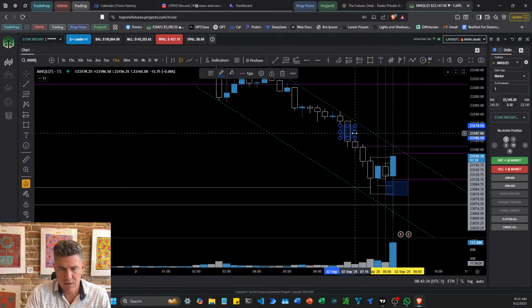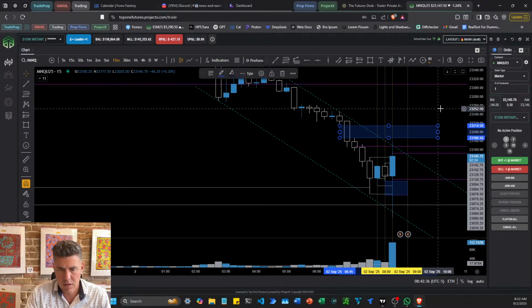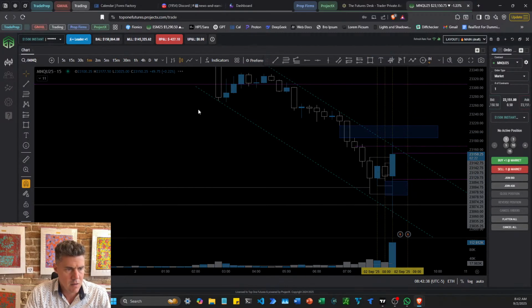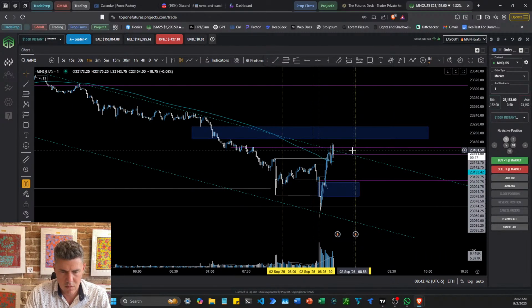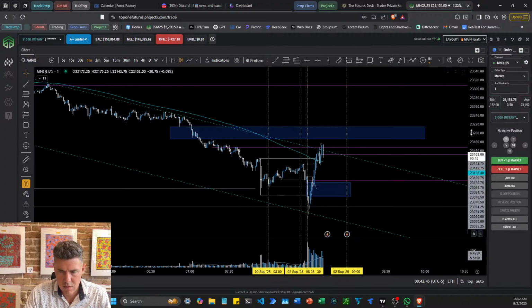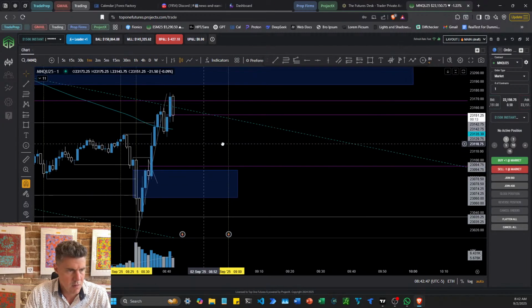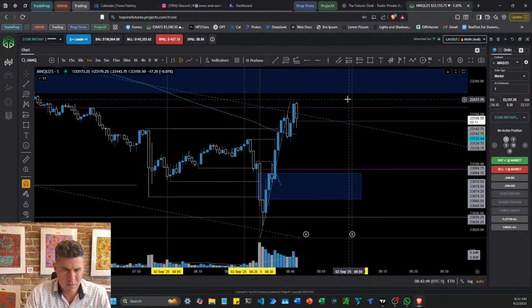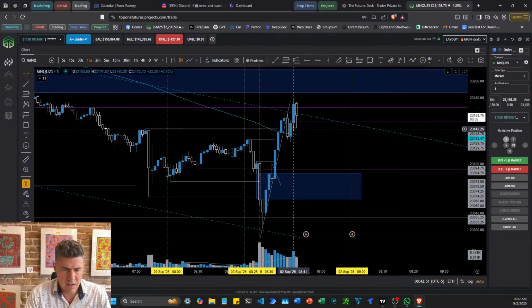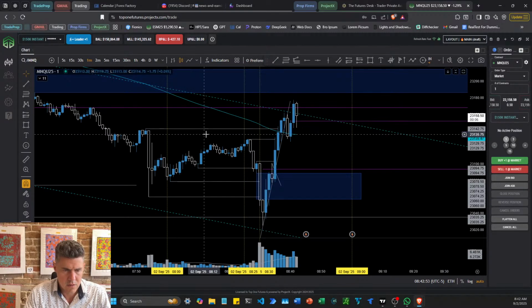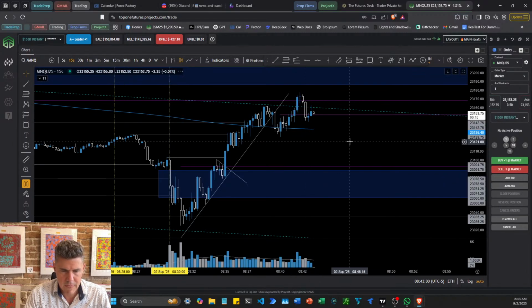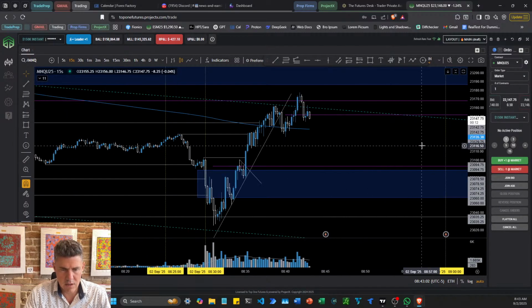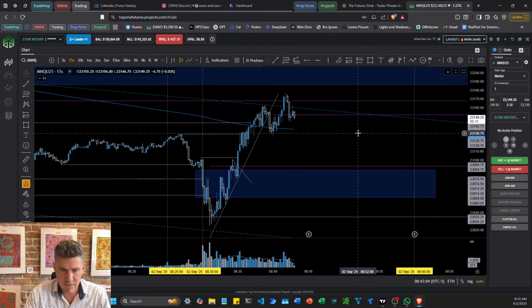There's a nice inefficiency on the 15-minute chart. Order block here. Breaker, order block. Seen this many times. I think the wild card is the fact that we have news coming up in 15 minutes.